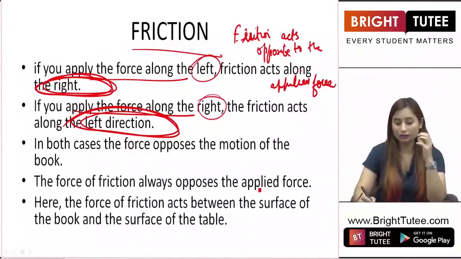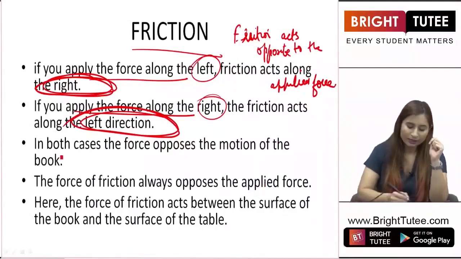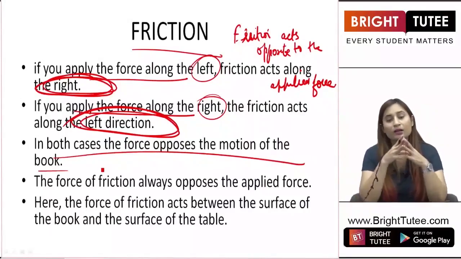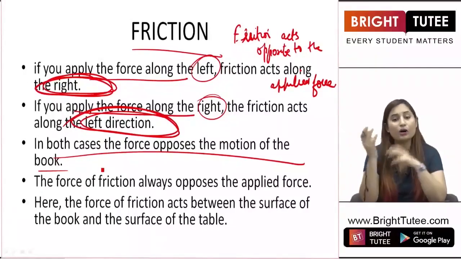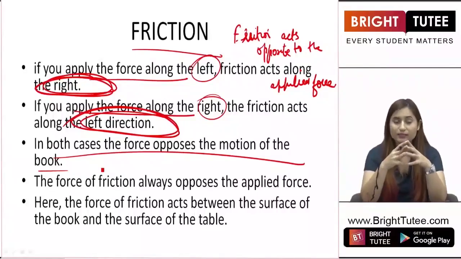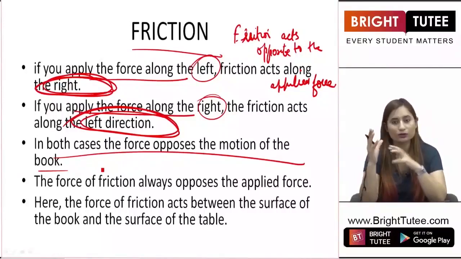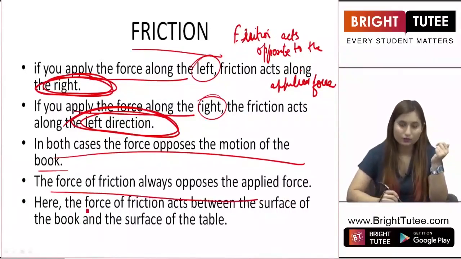This is the point that we're noticing again and again, and it is very important as well. In both the cases, force opposes the motion of the book. When you have thrown the book, the force, that is friction, that is being applied on its own, is always opposite to the motion of the book, which means that it is opposing the motion of the book, it is stopping the motion of the book, right? Now, the force of friction always opposes the book, as we just told you.